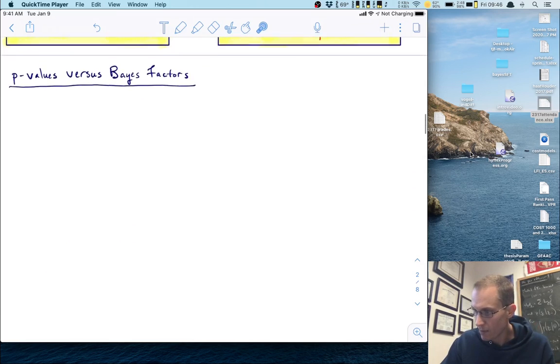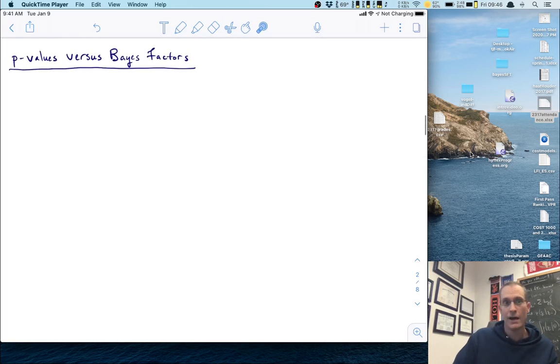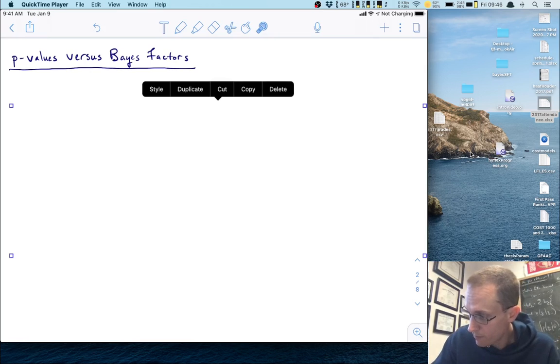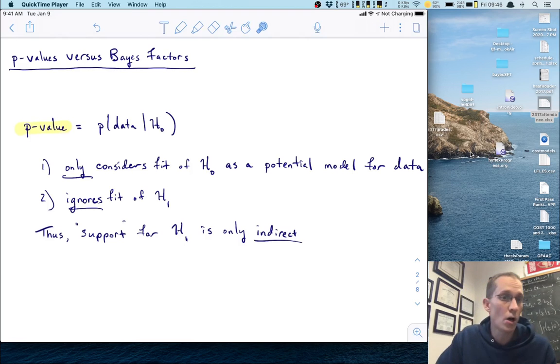Now, before proceeding with exactly how that works, it's worth pointing out a couple of differences between doing inference with p-values versus doing inferences with Bayes factors. So let's just recall their definitions. The p-value is the likelihood of your data or more extreme under the null. As I mentioned earlier, it only considers the fit of the null as a potential model. There's nothing in this formula about the fit of the data under H1, so it completely ignores that.